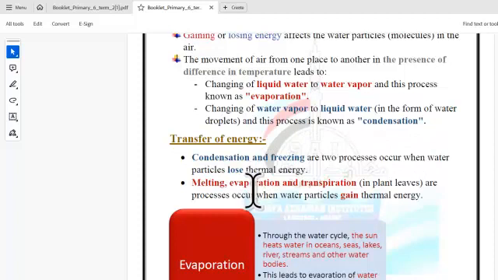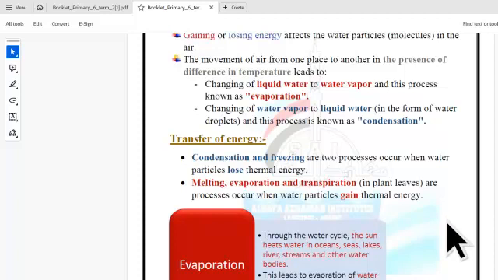Transfer of energy. Condensation and freezing are two processes that occur when water particles lose thermal energy. Melting, evaporation, and transpiration, which takes place in plant leaves, are processes that occur when water particles gain thermal energy. What is the meaning of evaporation?